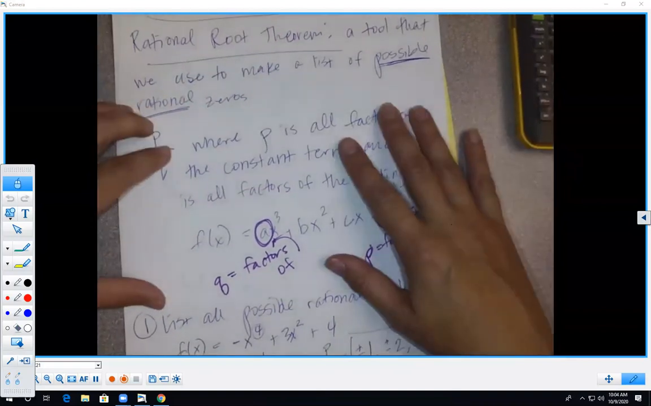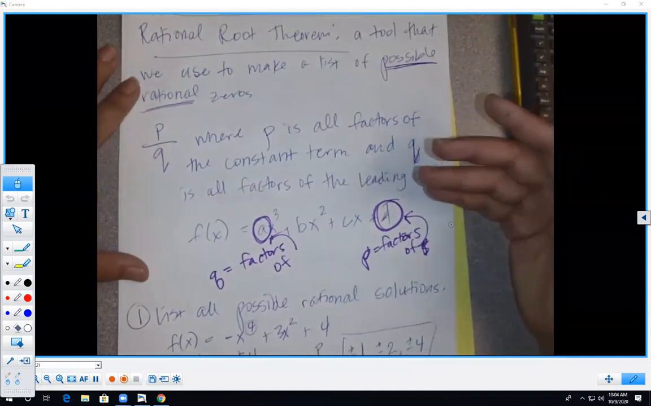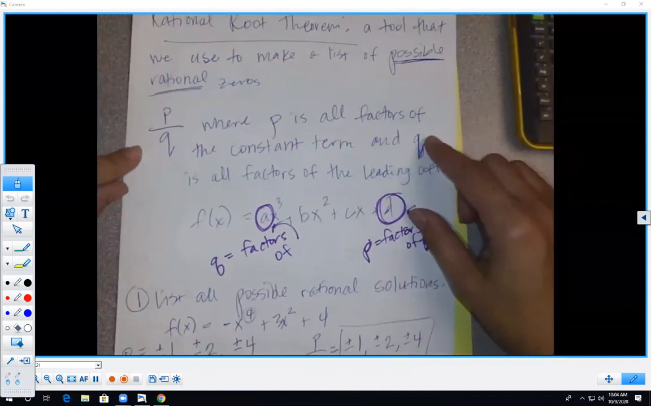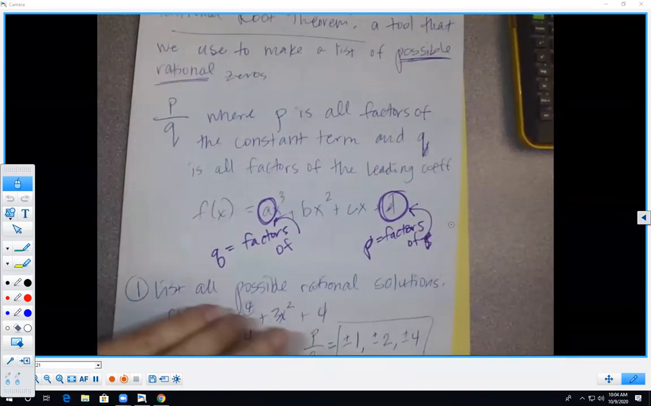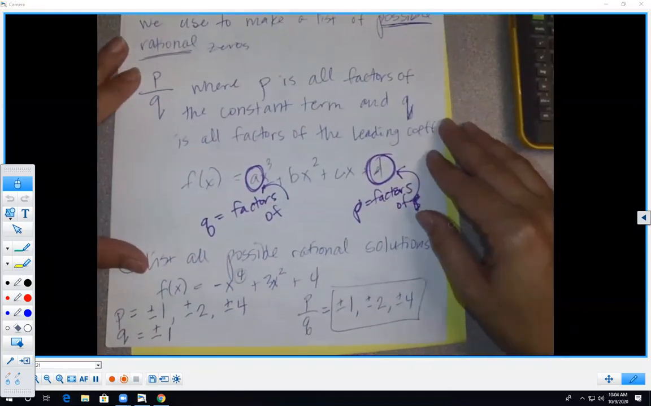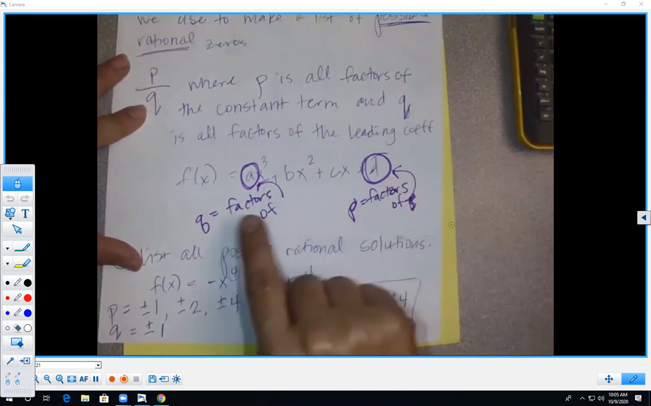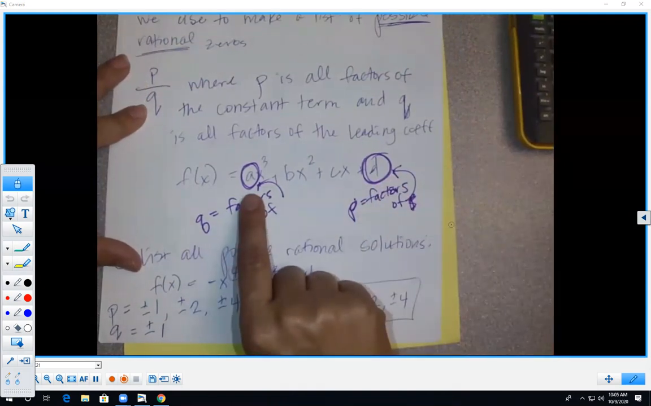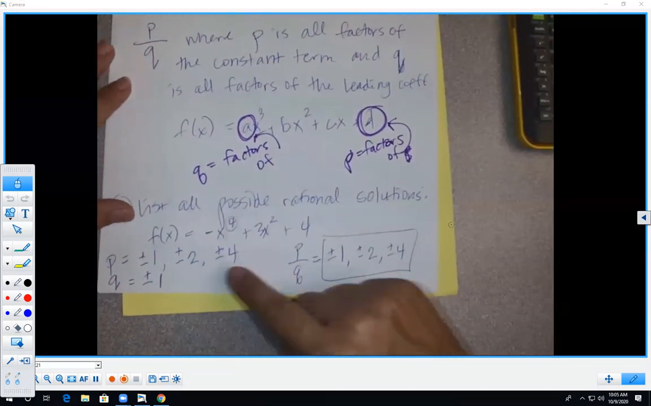So on these problems, you're not given any of your answers. You have to find them yourself. And so what we do is we use our P's and Q's to find the possible solutions to narrow our list down from infinity to a smaller set, like 6 solutions or like 8 solutions. The P values are the factors of the number at the end. The Q values are the factors of the leading coefficient. And you divide all your P's by all your Q's to get a set.